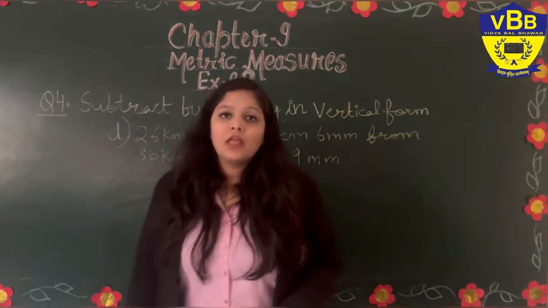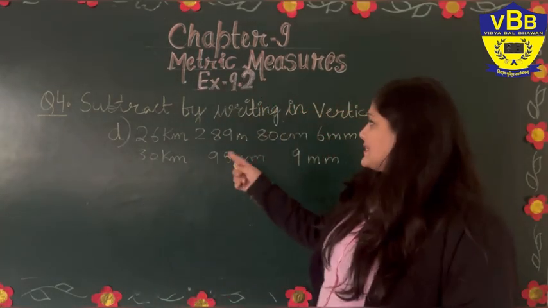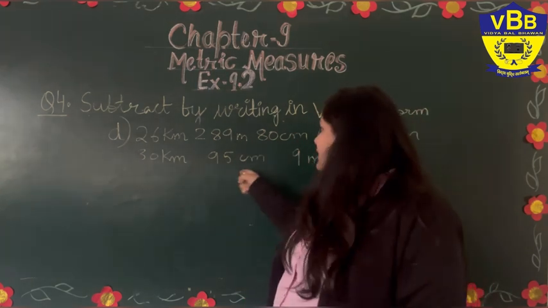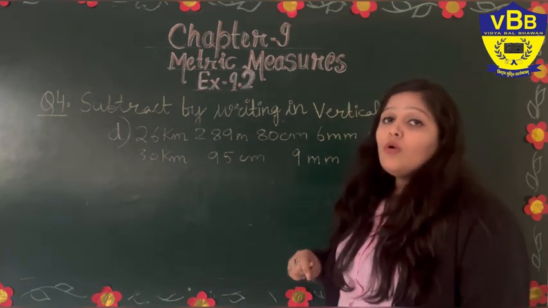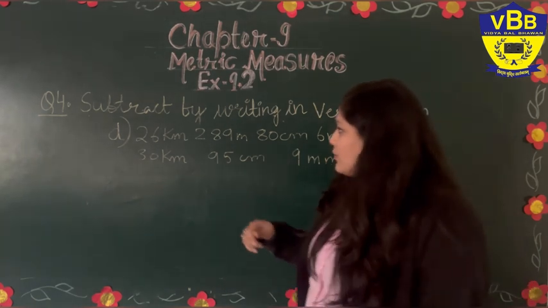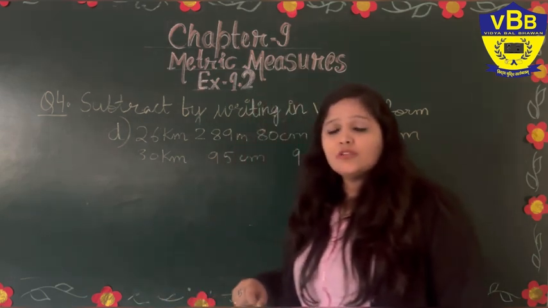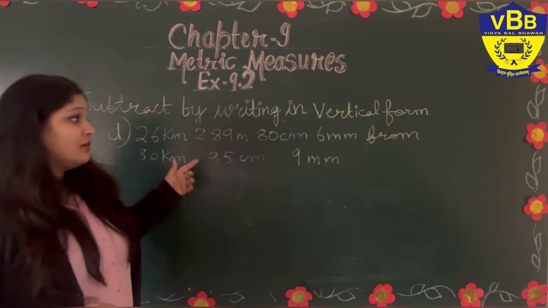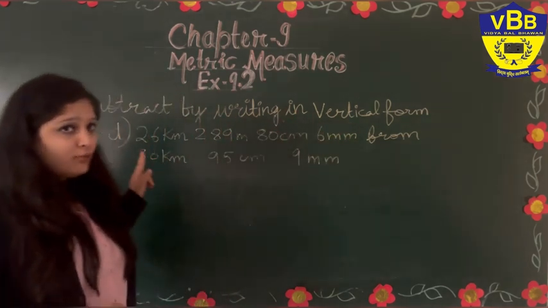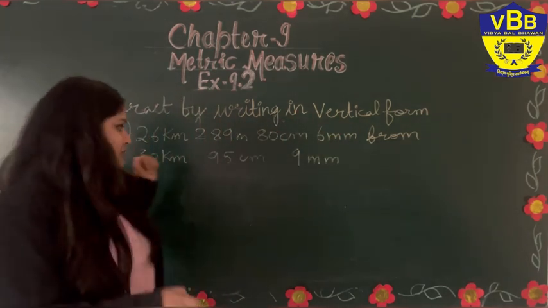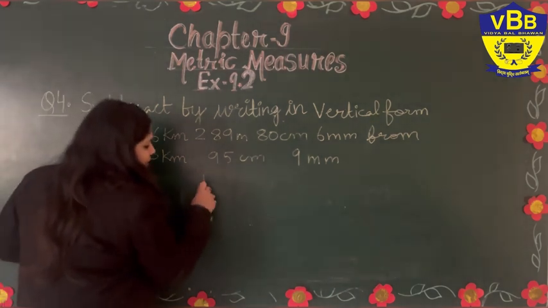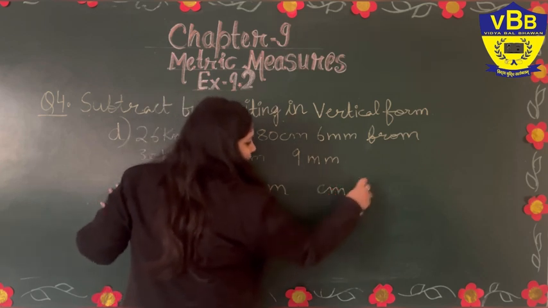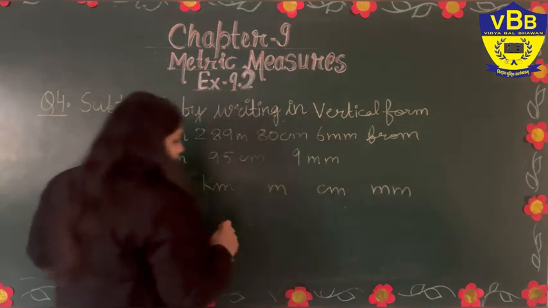Right? Let's come to the D part. 26 kilometer, 289 meter, 80 centimeter, 6 millimeter from 30 kilometer, 95 centimeter, 9 millimeter. So first we will write the bigger unit. You can see 30 kilometer is bigger than 26 kilometers. So whenever we subtract, we write the bigger number first, the number which is written after "from". Right? First we will write the units: kilometer, meter, centimeter and millimeter.